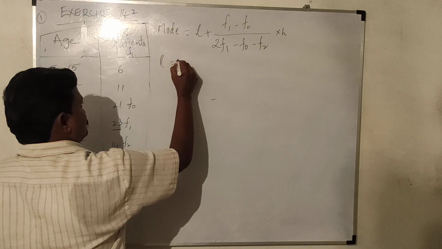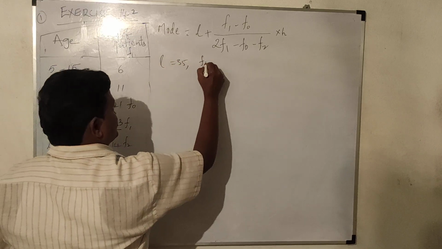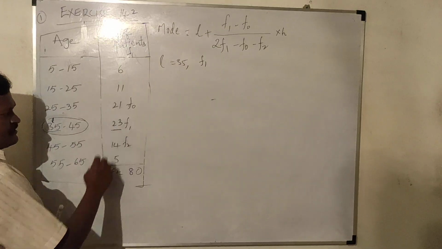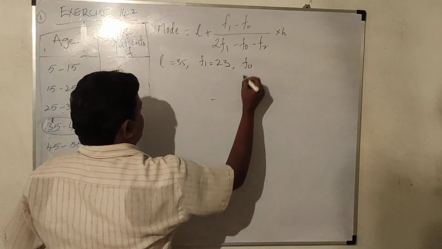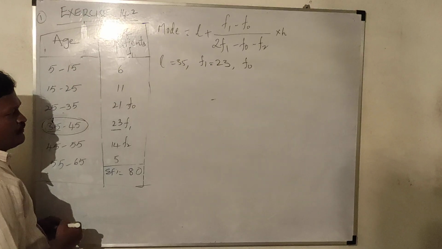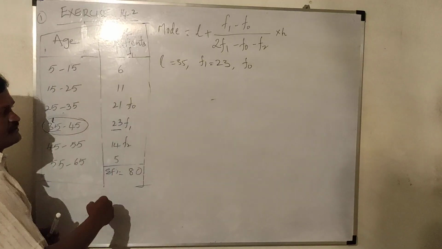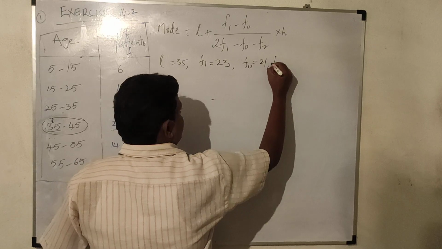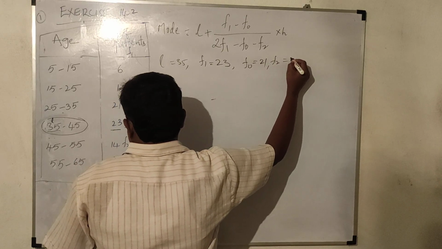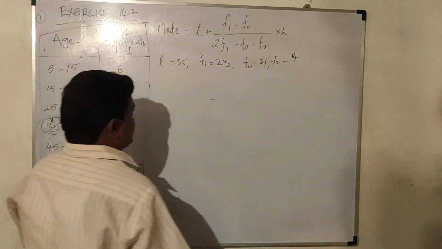So L is equal to 35. And what is F1 here? The highest frequency is F1, and F0 is the one above that. The frequency before the highest frequency is called F0, and F2 is below that. The frequency after the highest frequency is called F2.